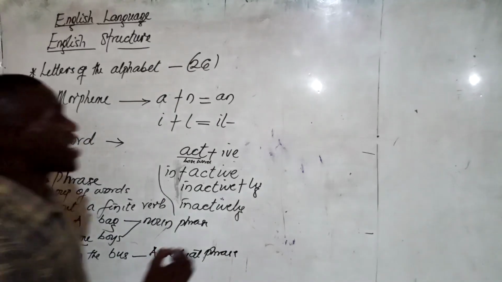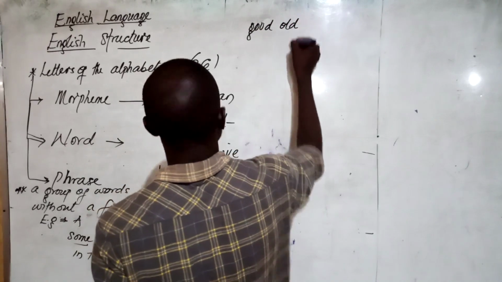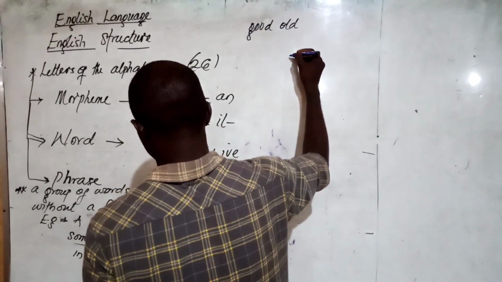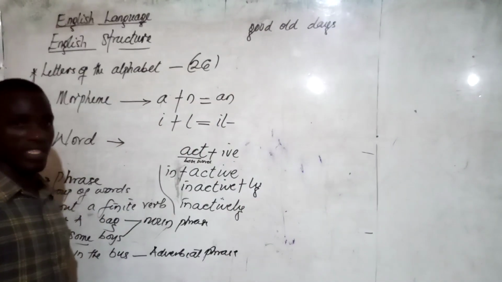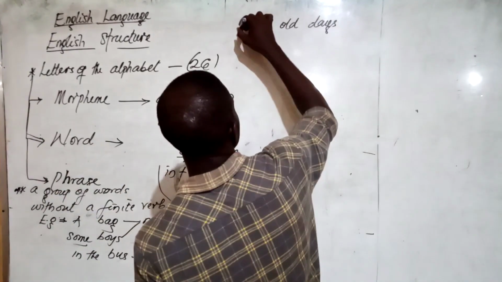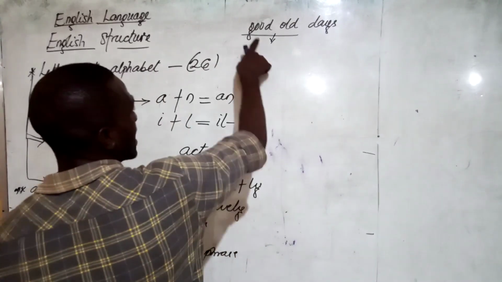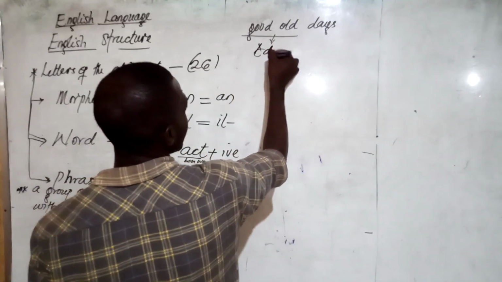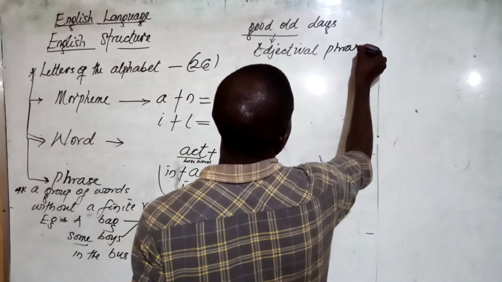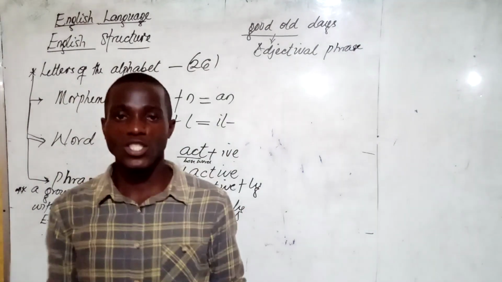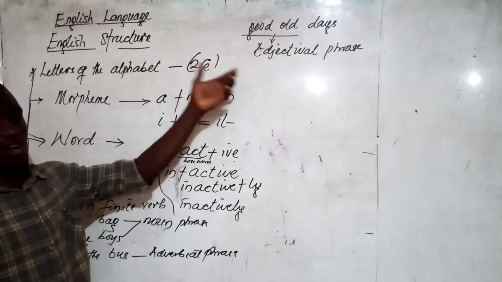And if I have another one like good old days. Now, of course, good old days is a noun phrase. Good old days is a noun phrase. But good, old are two words together, and here they are adjectival phrases. Adjectival phrases. Now you may ask, how do I know this kind of phrases? How am I able to classify them into these three?